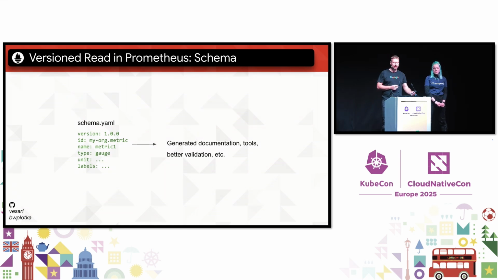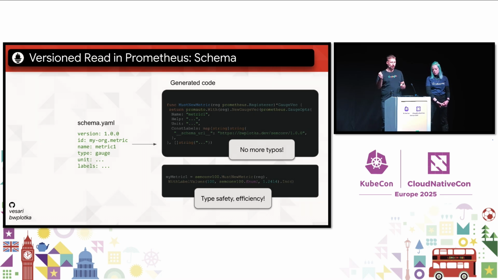You can generate documentation out of it, what metrics your organization or application has. You can validate schemas, test them to see what is the impact of certain changes. But moreover, you can easily generate SDK code from the schema to different languages, right?